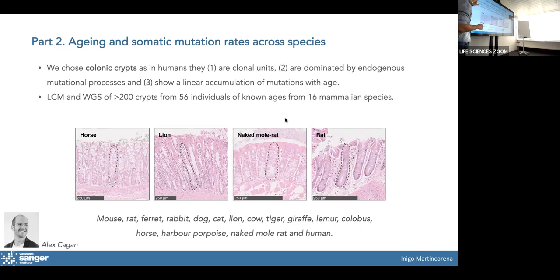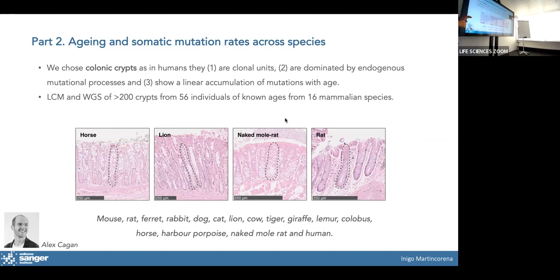The way we chose to do it was by focusing on a tissue, which was colon, and that's because colonic epithelium is organized into crypts, and we know from studies in humans that crypts are clonal units. There are several stem cells at the base of the crypt that populate the crypt, but through drift, normally a single cell takes over a crypt pretty quickly. So you can later microdissect a whole crypt and do whole genome sequencing of a single crypt, and that gives you the mutation rate in that stem cell. We also know that mutagenesis in colon is dominated by endogenous mutational processes. We don't see evidence of exogenous mutagenesis in humans, so that was a good place to measure mutation rates. And they show a linear accumulation of mutations with age.